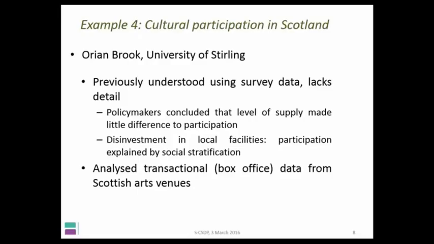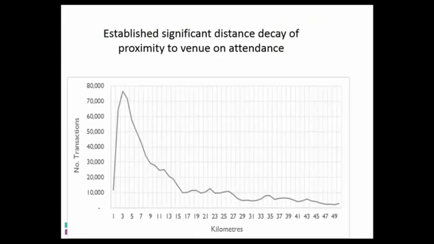So I analysed transactional, that is box office data from Scottish arts venues, many of them in Glasgow and Edinburgh, but also from Inverness and Aberdeen and Stirling and other parts of the country. I was able to show that in fact on this graph we can see the number of transactions in total for each venue within the period of study, and then the average number of kilometres that the registered home address of the attender lived away from the venue.